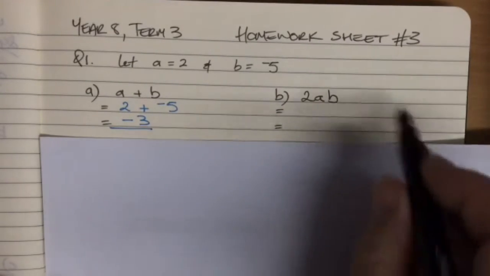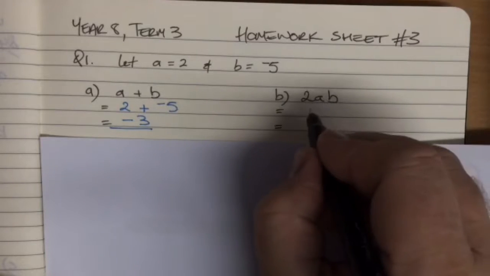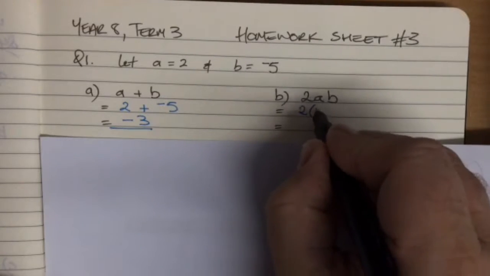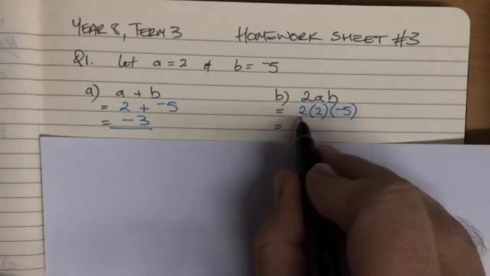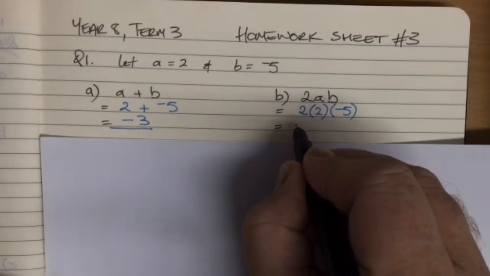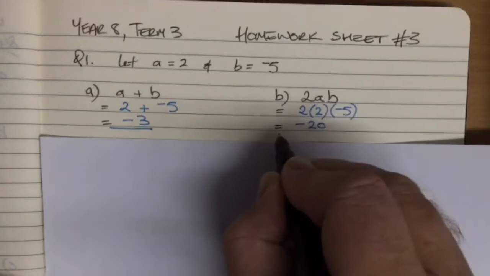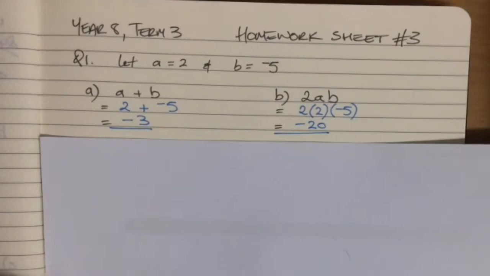In this one over here, we've got products, so we're going to put in brackets as we enter our values. So we've got 2 lots of -5, so this is going to be 4 times -5. Mixed signs means minus, so we end up with -20 as our answer for that one.